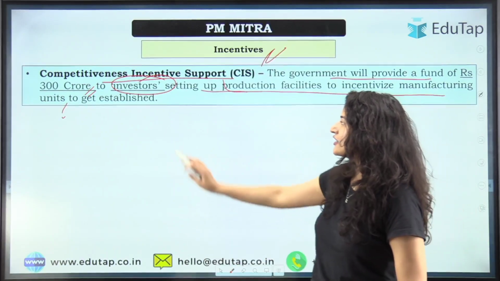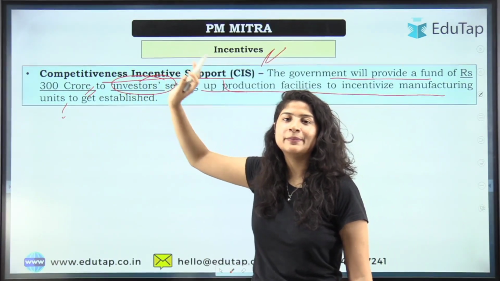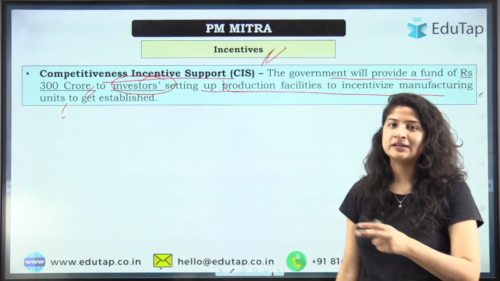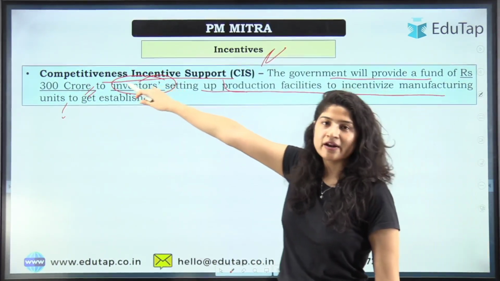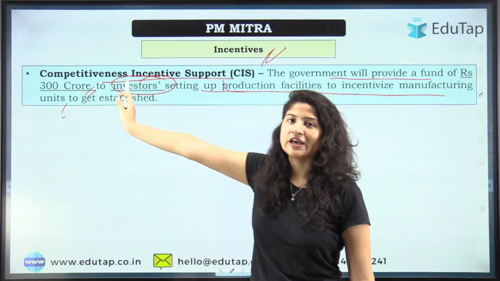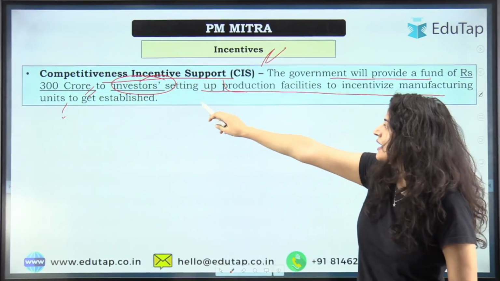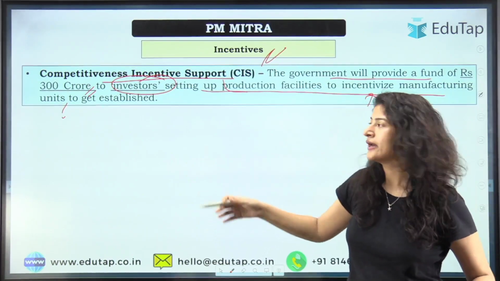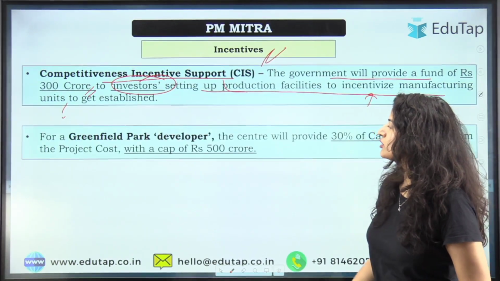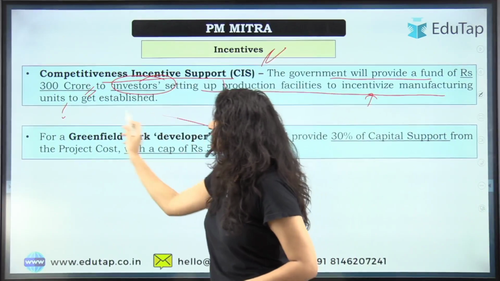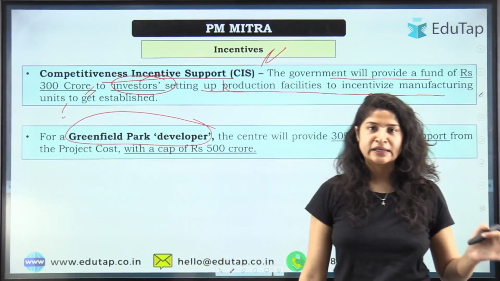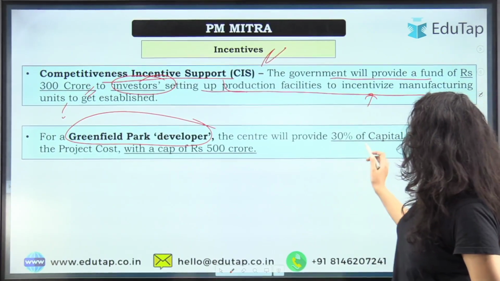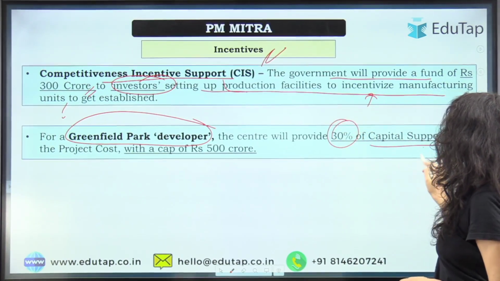But do mind that if they are already taking benefit under the PLI textile scheme, that is the production linked incentive scheme in the textile sector, then they are not eligible for this. But if they have not availed that benefit, they can have an incentive if they are setting up a production manufacturing unit, okay. So for that 300 crore is there. For greenfield park developers, there is greenfield and brownfield, and for the greenfield park developers, the center will provide 30% of the capital support, okay.